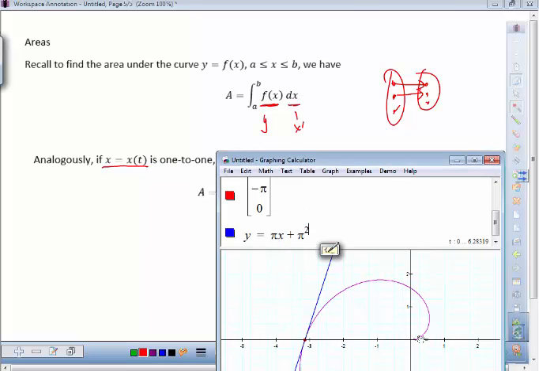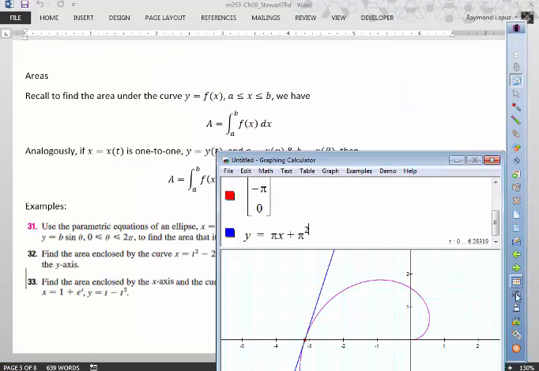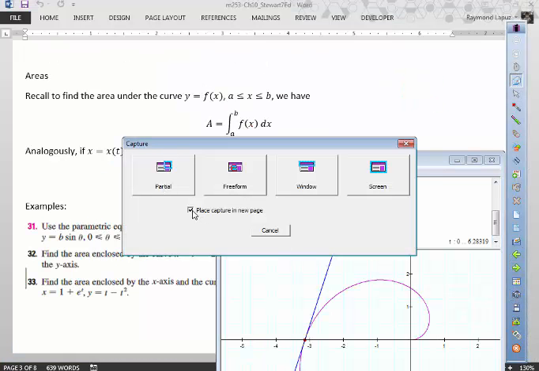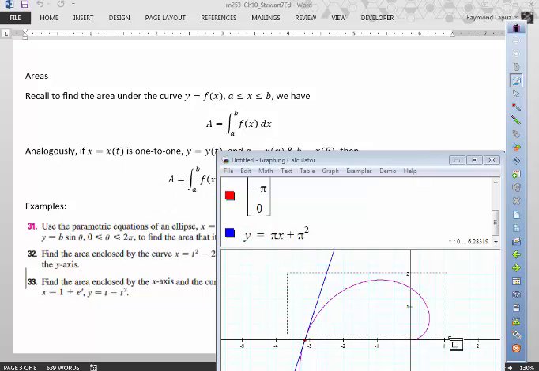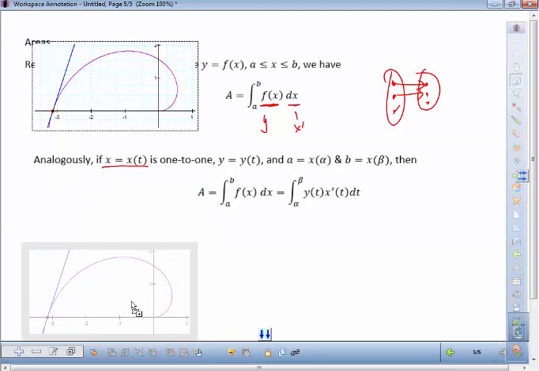Because the x value is overlapping with itself. So maybe we'll make an example out of this, since we were talking about one-to-oneness and why it's important to have one-to-one. Do you remember what the function was for this?